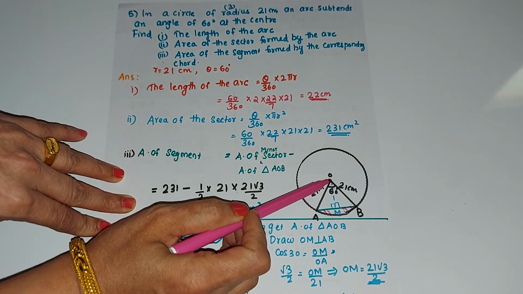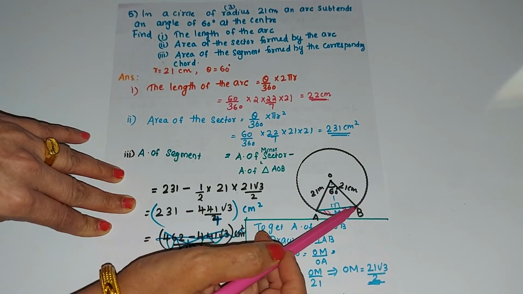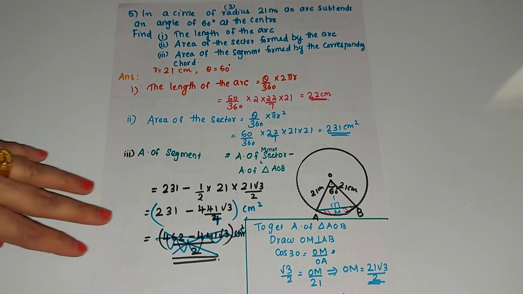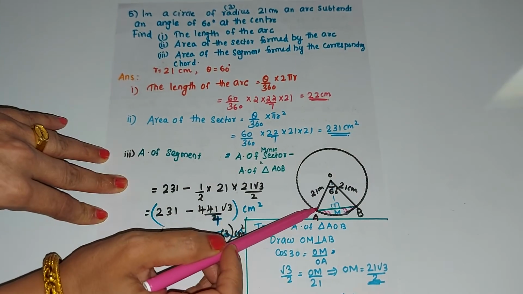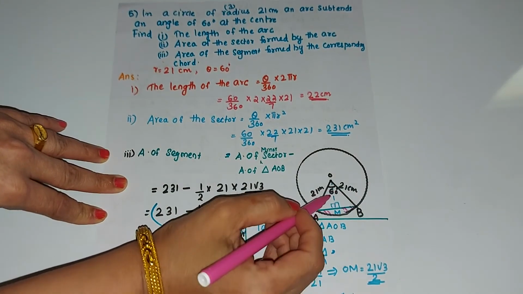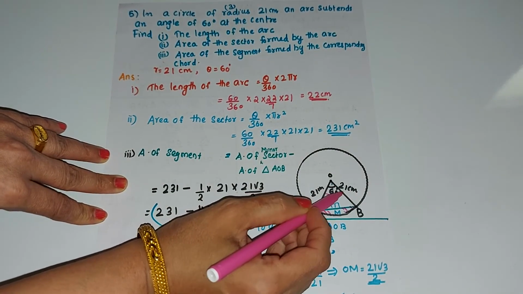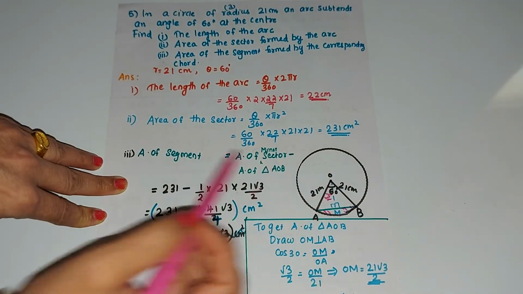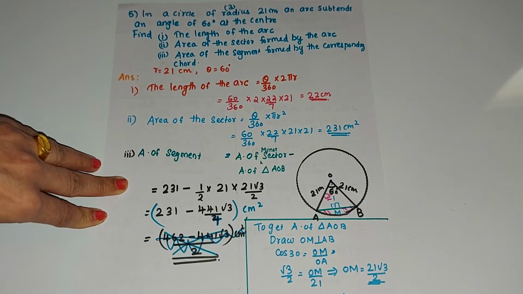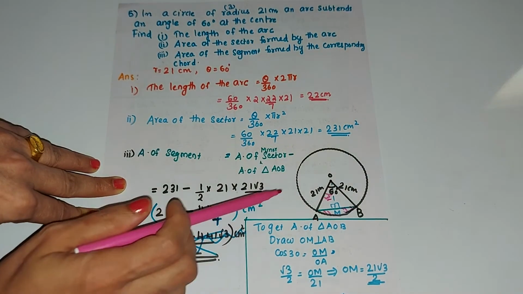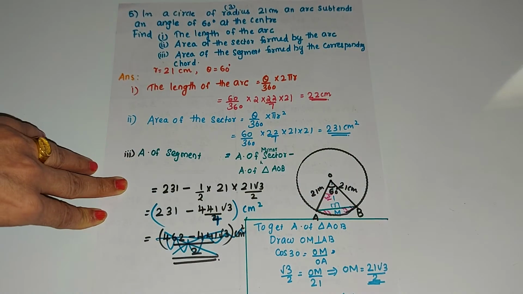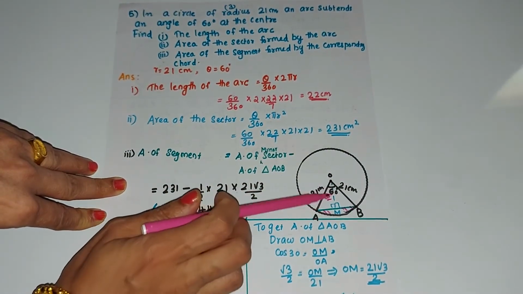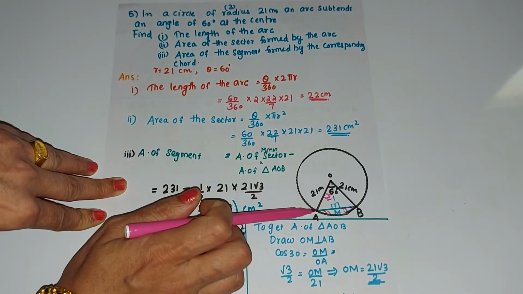And you draw OM perpendicular to AB. OM is a perpendicular bisector to this AB. OM is perpendicular bisector, so this 60 divided into 30 and 30. 30 degree and 30 degree. And this AB divided equally into AM and MB. So to get the area of triangle AOB, first you draw OM perpendicular to AB and you take this triangle.